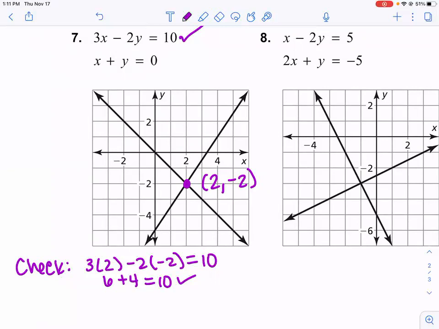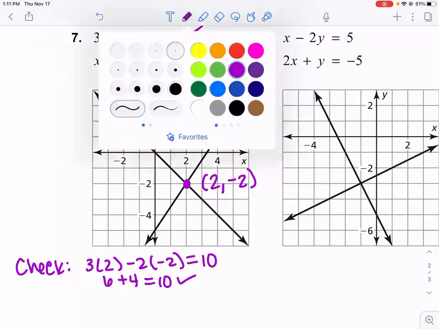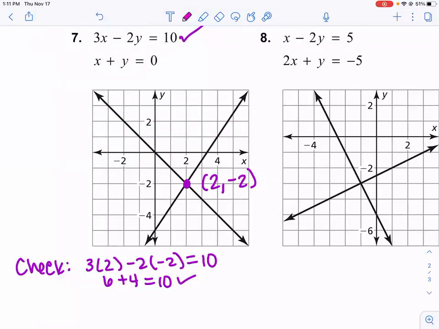Now let's check it in the second line. How about I do it in pink? Sure. x plus y equals 0. Is that true? Yes. So our answer is the coordinate 2, -2. And I need you to write it in coordinate form. Don't say x equals 2, y equals -2. Give me the coordinate 2, -2.